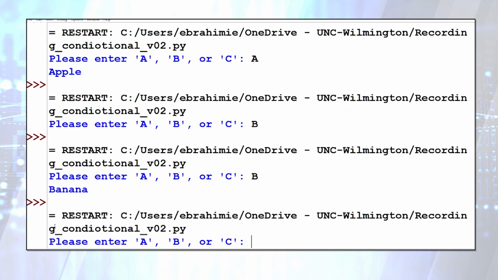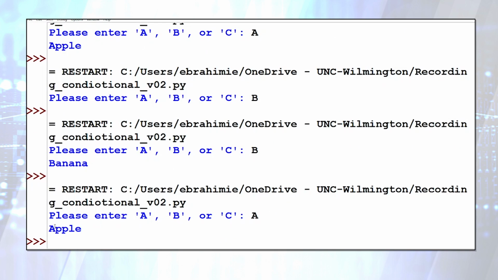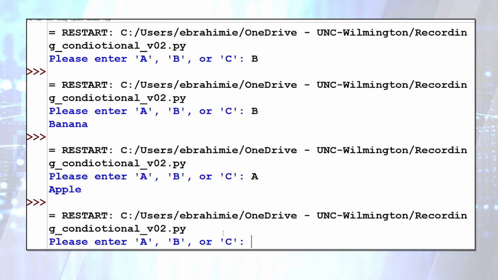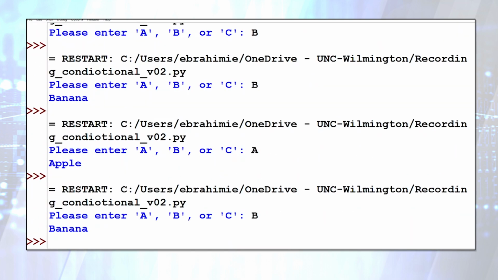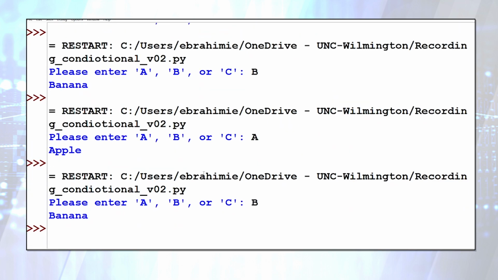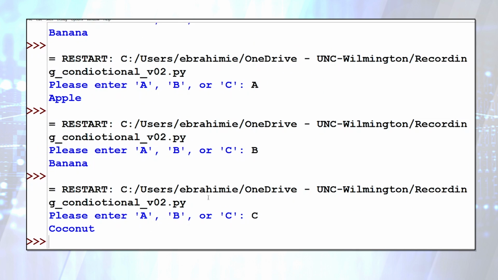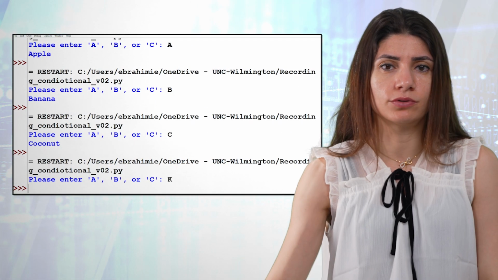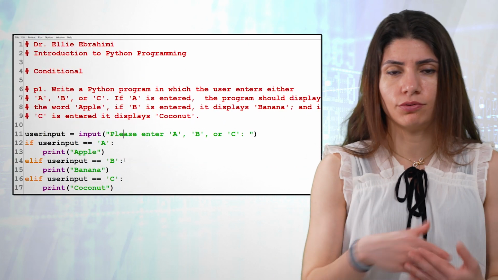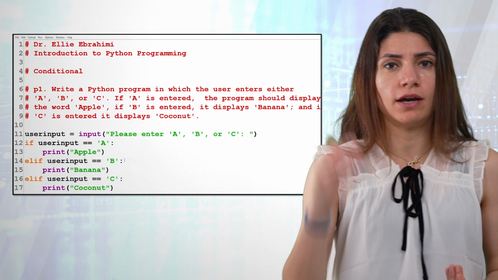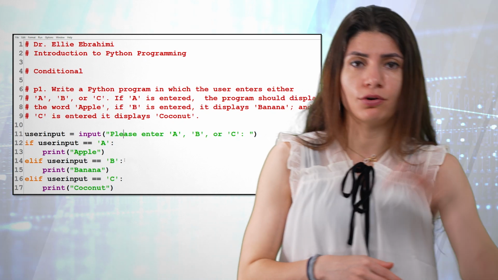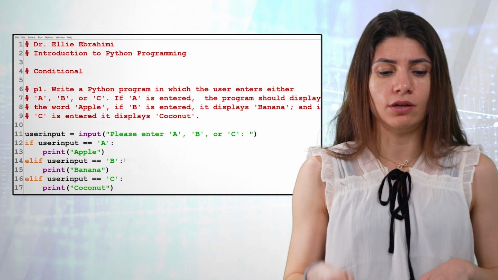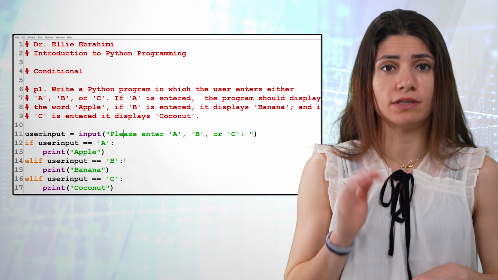Okay, so now we are going to test it. We put A, we get apple. We run it again and put B, it gives us banana. We run it again and put C, and it should give us coconut. And then if I run it again and put anything else, it is going to skip all of those conditions. It's not going to go through the conditions that we had evaluated to false. So it's not going to execute any of the statements that you had inside your if statements.